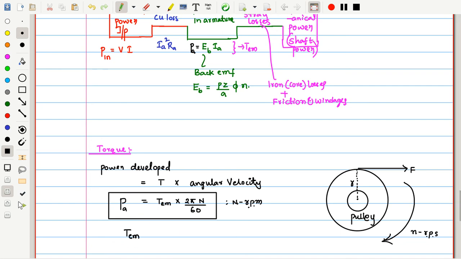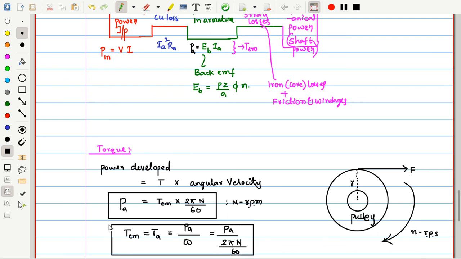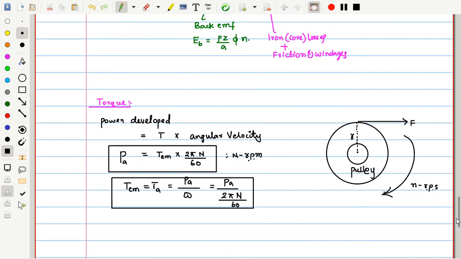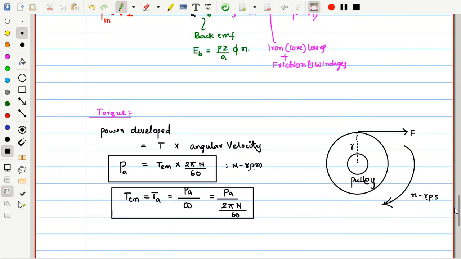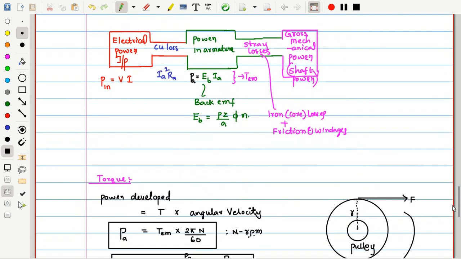So if I want the TEM, which can also be called sometimes as Ta, armature torque for the motor, it is equal to the armature power divided by omega, where omega we can write as 2 pi n by 60. So this also is a useful expression for calculating the problems. And now try to observe in this expression, if I use it in a generalized way, try to understand here. If I use this power as armature power, then I'll be getting the armature torque TEM, which is electromagnetic torque.